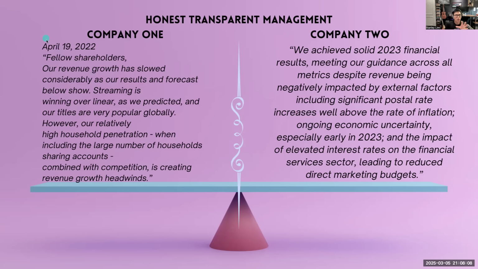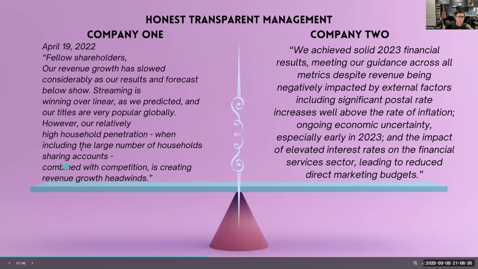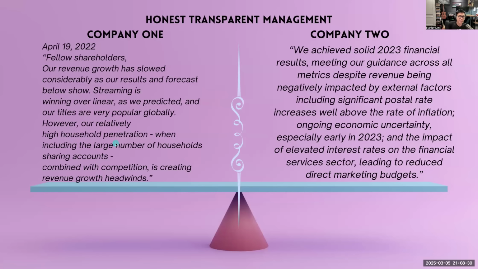So this is a little snippet from both their annual reports. It's a bit long, but bear with me. I'll just read some of the key paragraphs that they mention. You can see that this one is coming from the annual report in 2022. Basically the management say, fellow shareholders, our revenue growth has slowed considerably as our results and forecast below show. So they have a table, and they say that streaming is winning over linear as we predicted, and their titles are very popular globally. However, there are relatively high household penetration, meaning that a large amount of households already have their account or their sharing account, combined with competition is creating the revenue growth headwind.